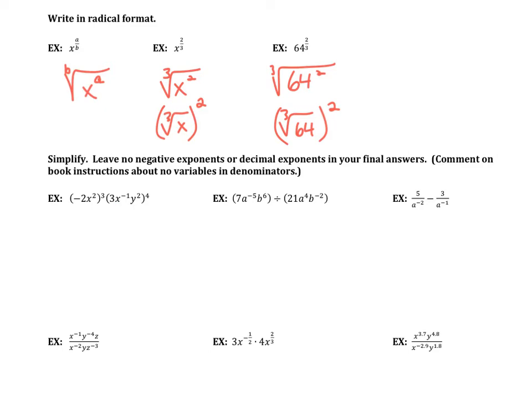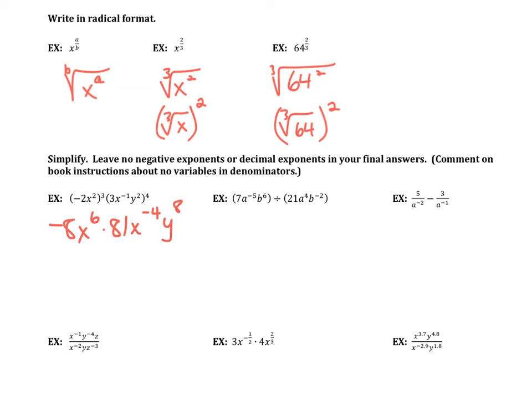So negative 2 cubed will give me negative 8. x to the 6th times 3 to the 4th will give me 81, x to the negative 4, y to the 8th. You should also be doing these without a calculator. So knowing that 3 to the 4th is 81, you need to know those things, in other words.